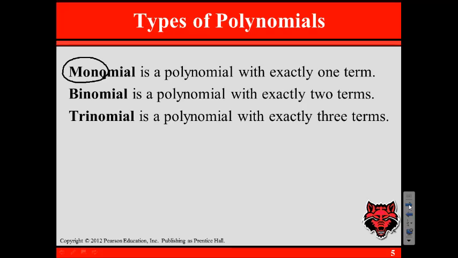A binomial is a polynomial with exactly 2 terms. The prefix bi, like a bicycle, you have 2 wheels. A polynomial that is a binomial has 2 terms. And a trinomial, tri, like a triangle has 3 sides or a tricycle has 3 wheels, is a polynomial with exactly 3 terms.